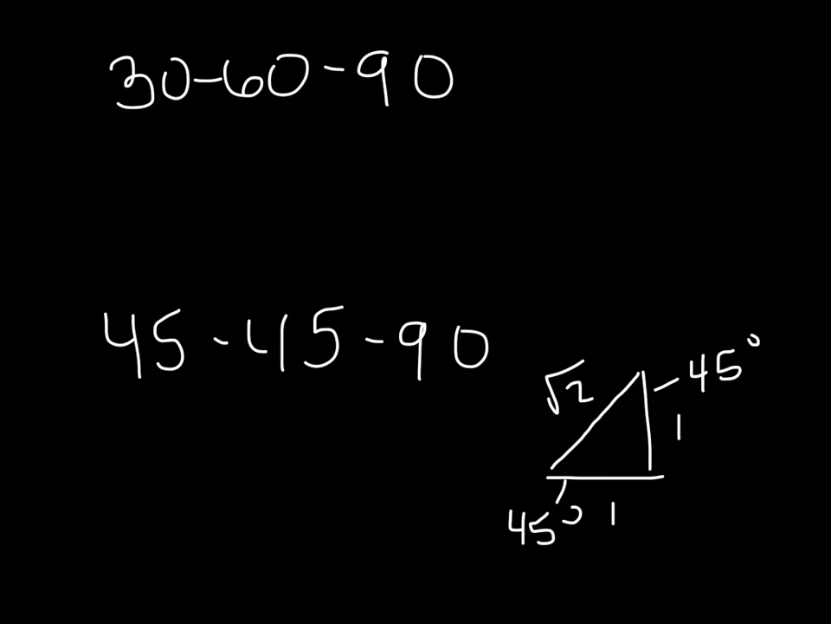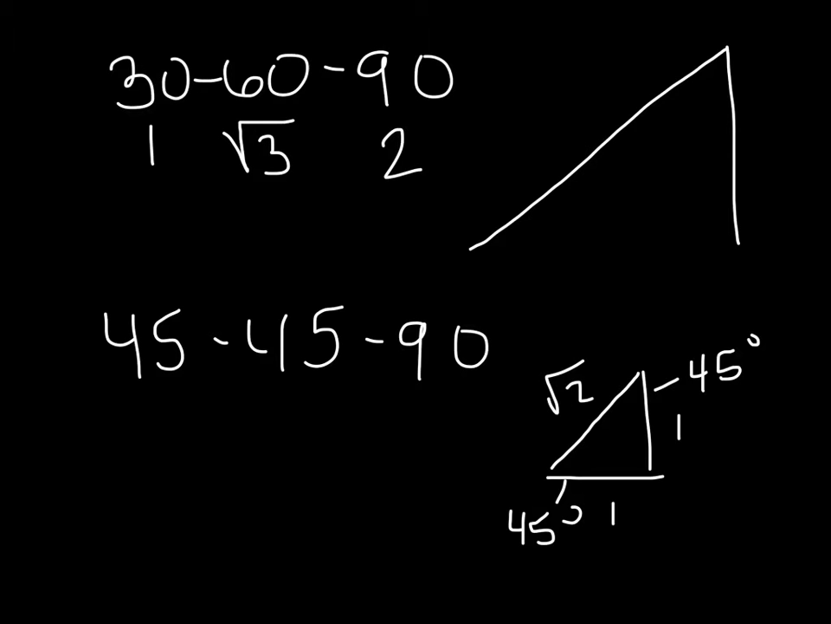And for the 30, 60, 90, we know that relationship. The side across from the 30 is going to be our 1. The side across from the 60 is the square root of 3. And the side across from the 90 is 2. However you build that triangle, knowing where those numbers are located is pretty helpful. Across from the 30, I know that's my 1 because it's the smallest angle and the smallest side. Across from my 60, the square root of 3 is in between 1 and 2. And across from the 90, I have my 2.